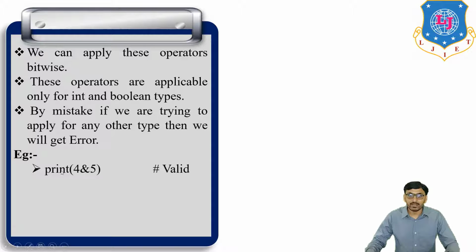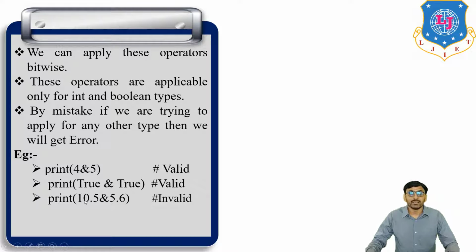Now example: print 4 and 5, it is valid. Print true and true, it is valid. Print 10.5 and 5.6, it is invalid because the bitwise operators are used for integer and boolean. 4 and 5 are integer values. True and false are boolean values. But 10.5 and 5.6 are float values, so it is invalid.